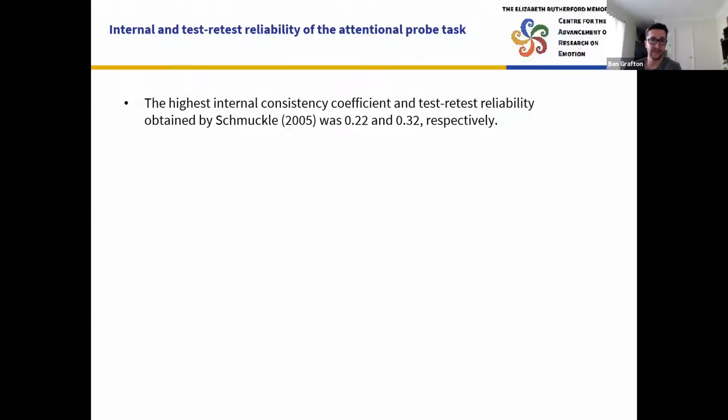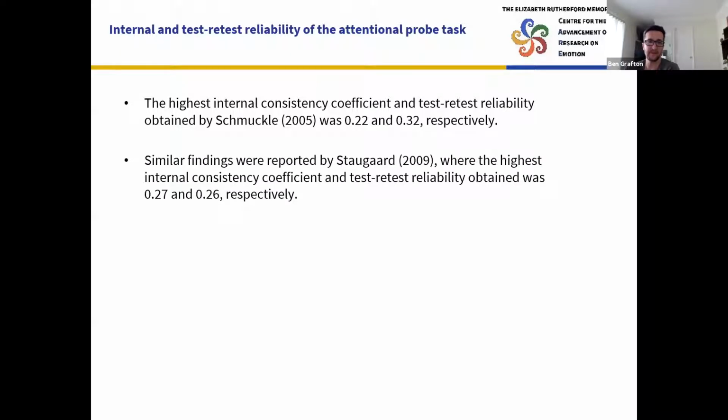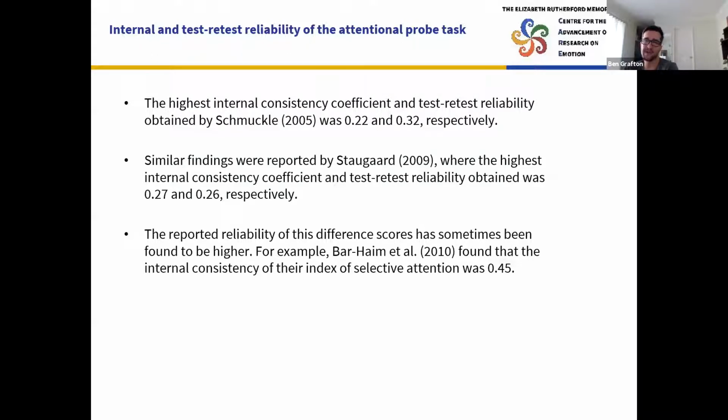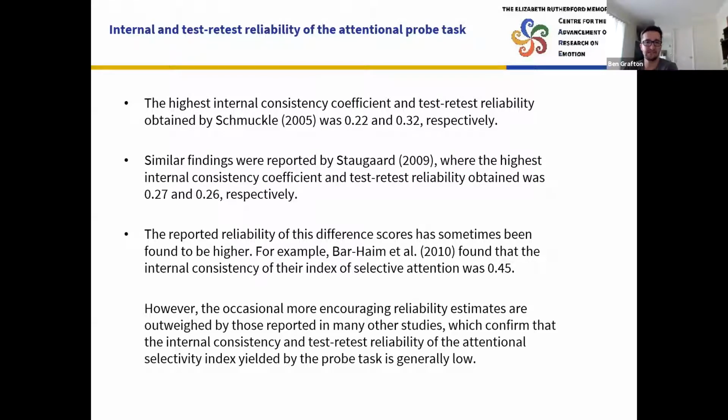So this was the first study that looked at it, Schmukle back in 2005, with test-retest reliability and internal consistency around 0.2-ish, 0.3-ish. Similar findings, again about the same, a few years later, and then people started to see this reported more in the literature. And basically, every now and then, you'd get someone reporting a slightly higher, slightly better reliability. Bar-Haim, for example, got it up to 0.45. But across all the studies that you read, the occasional higher finding is really not the norm. The norm is that you find that the reliability of the bias scores is low.